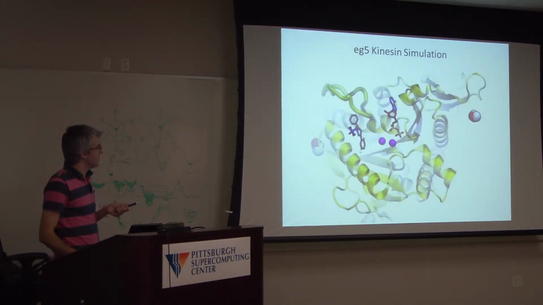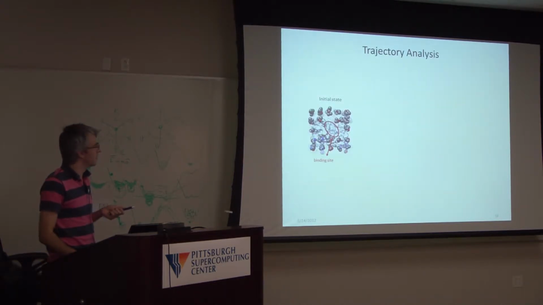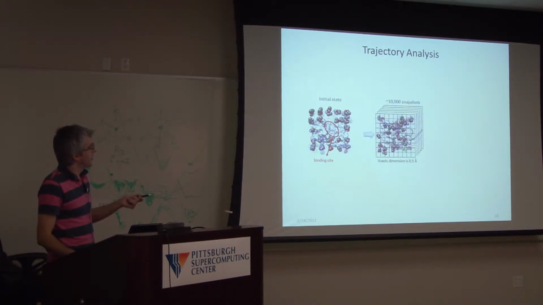Now, from this simulation, 40 nanosecond, we save 10,000 frames. And now it's time to analyze those frames and find out which sites were enriched with drugs, right? Now, this is the initial state, and this is the binding site. Some of the probes are not shown so that the binding site is visible. And we save 10,000 snapshots. So we make a grid-based analysis.